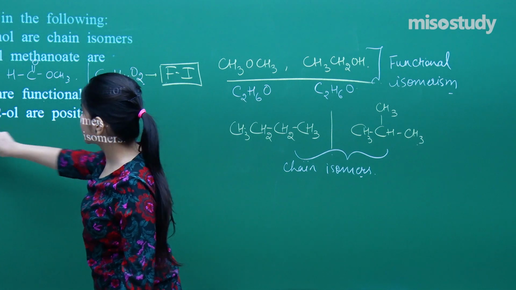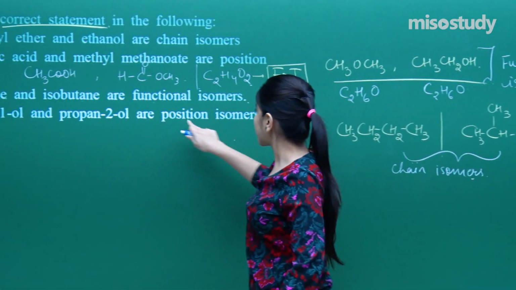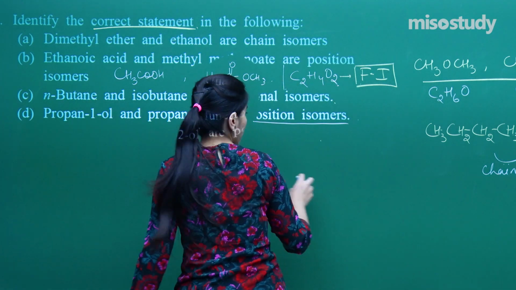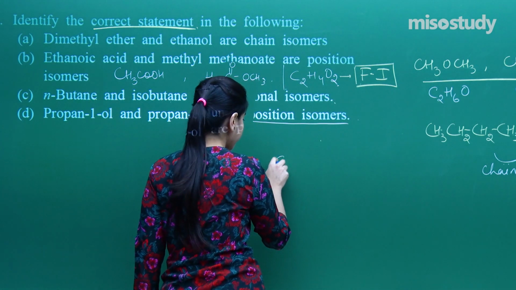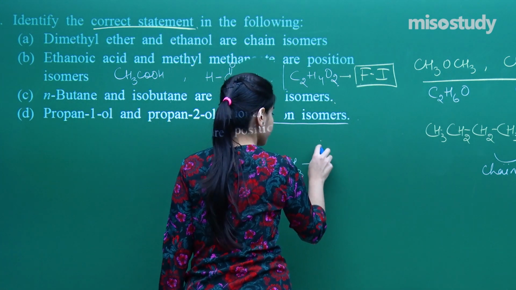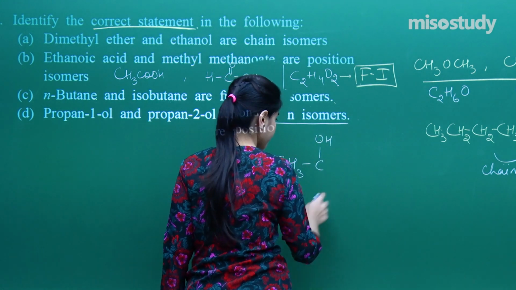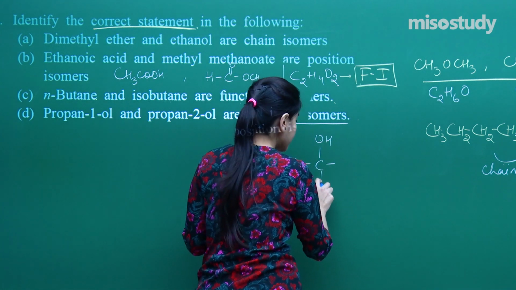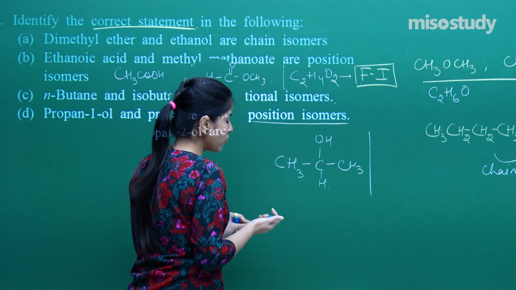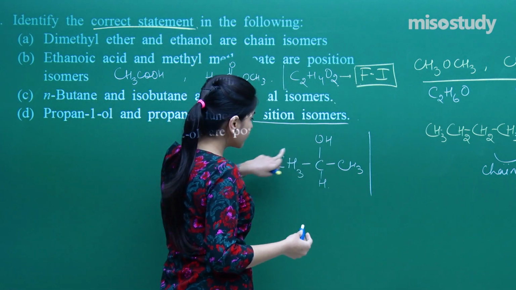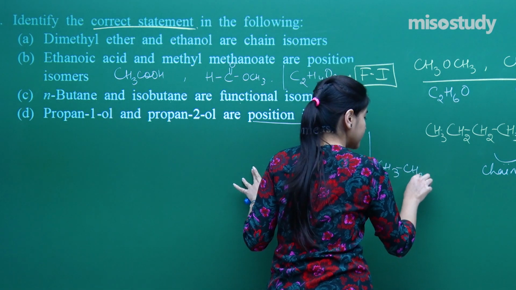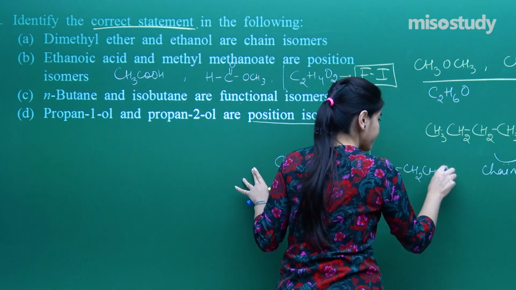Now if I see over here propane 1-ol and propane 2-ol. Here I have made propane 2-ol. And what about propane 1-ol? It is present on the first carbon. That means, this.